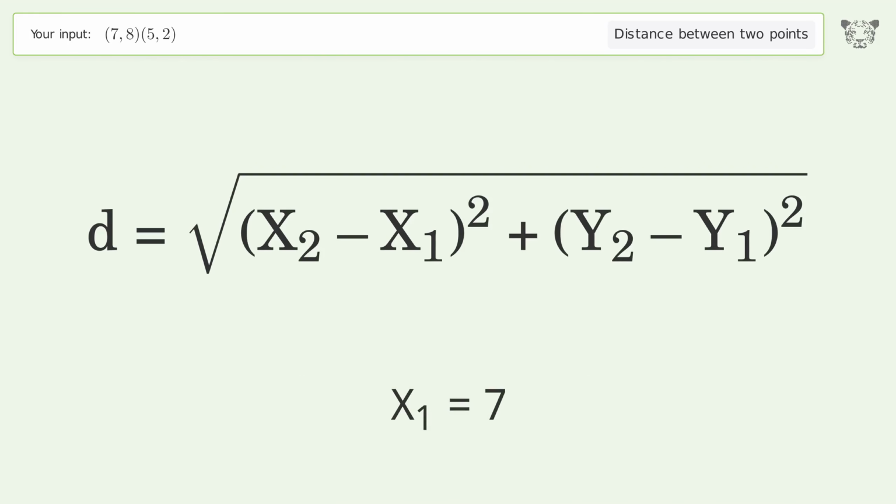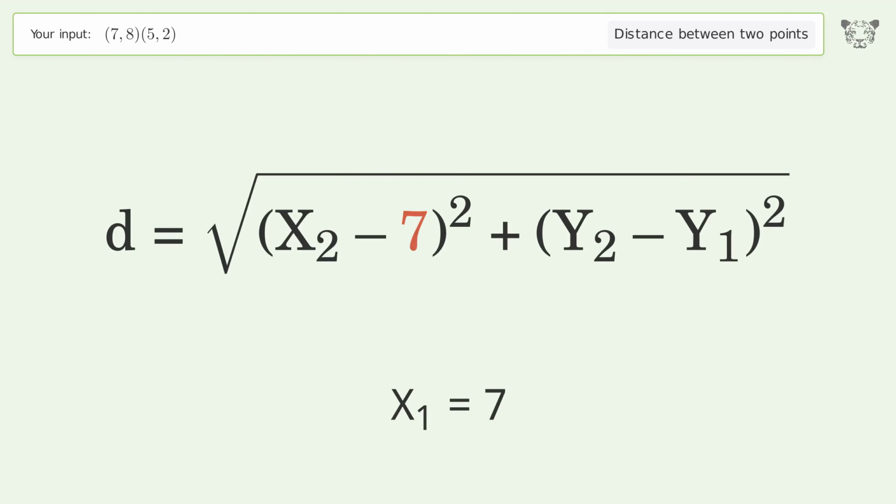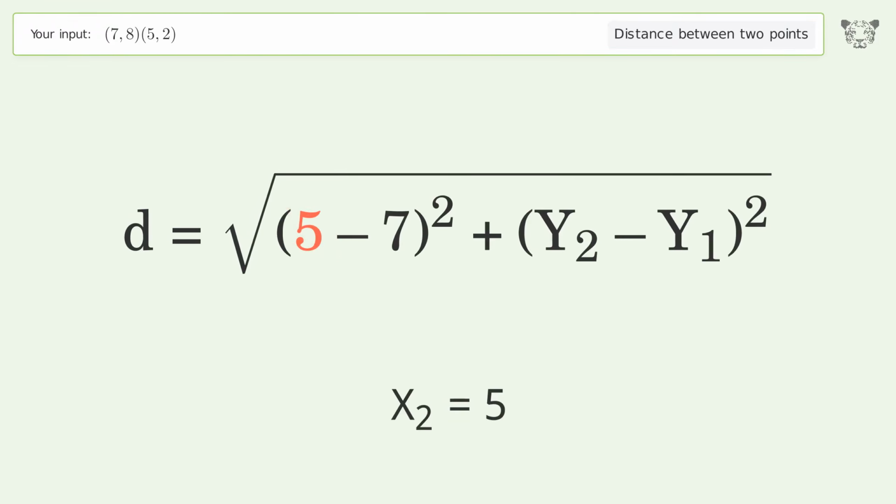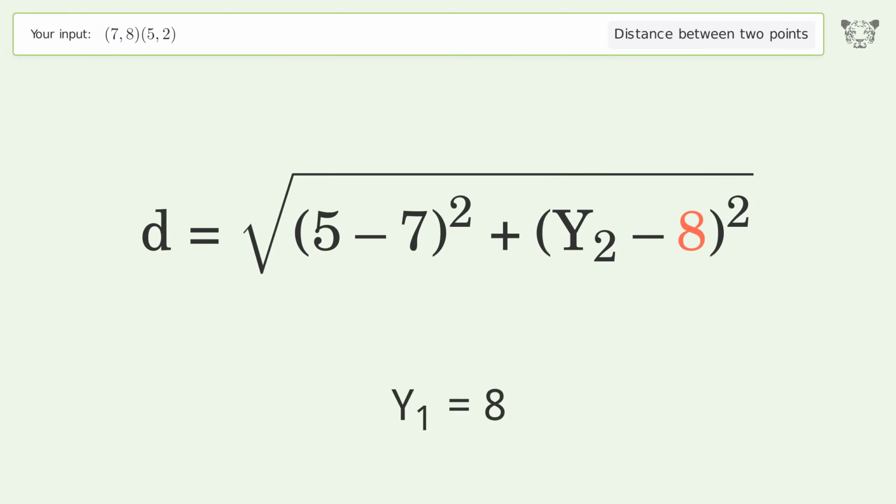x1 equals 7. x2 equals 5. y1 equals 8. y2 equals 2.